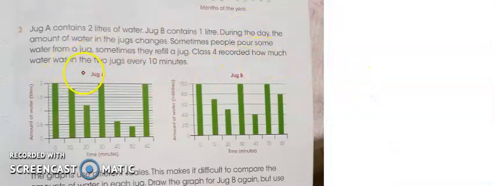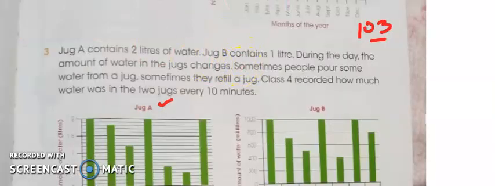Now here on the screen you can see I have a question from page 103 of the learner book. The question is saying that jug A contains 2 liters of water, jug B contains 1 liter. During the day, the amount of water in jugs changes. Sometimes the people pour some water from a jug, sometimes they refill a jug. So class 4 recorded how much water was in the two jugs every 10 minutes. The result they showed on a bar chart. They drew two bar charts, one for jug A and the other one for jug B. Here I zoomed it a little bit so you can see it more clearly.